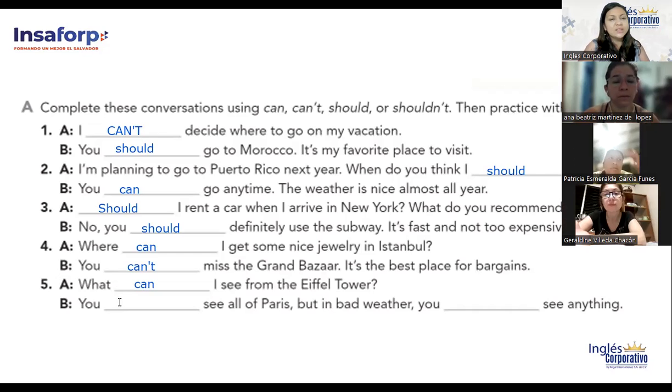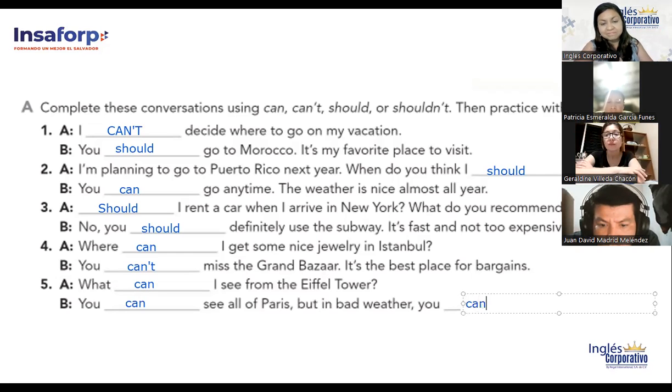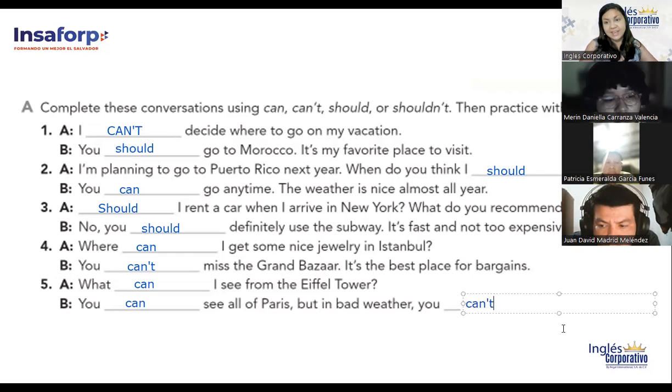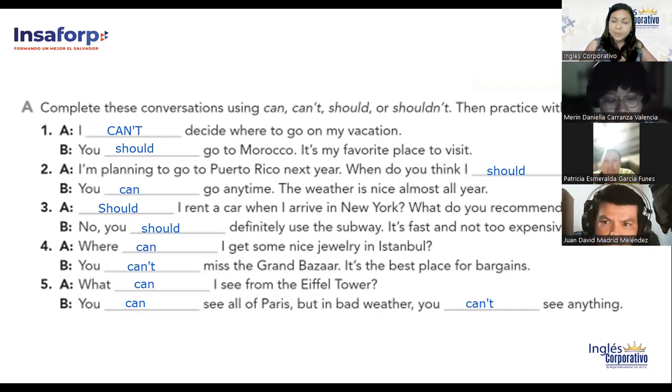What can I see from the Eiffel Tower? You can see all of Paris, but in bad weather, you can't see anything. Very nice. Thank you for participating.